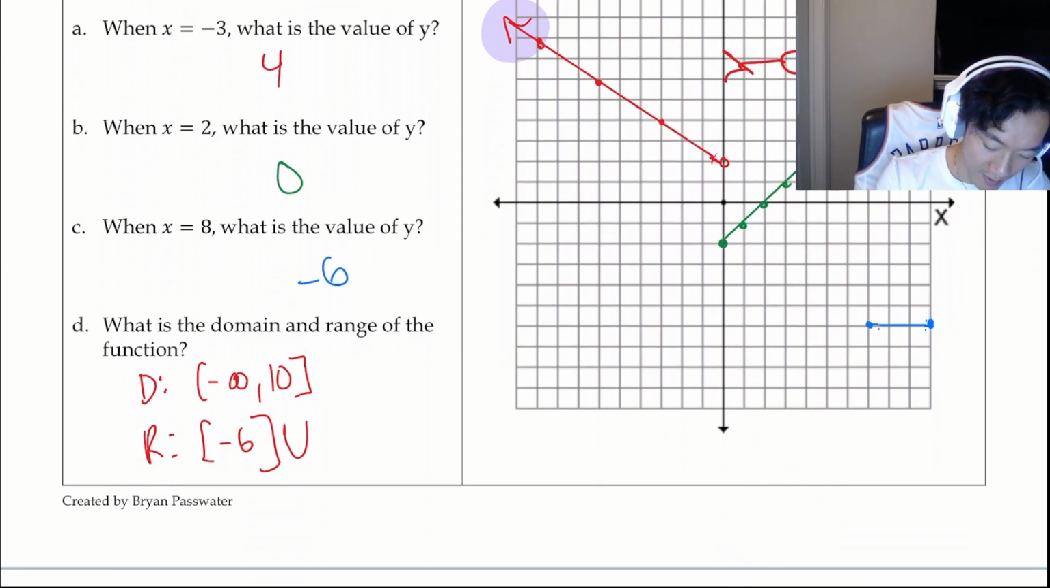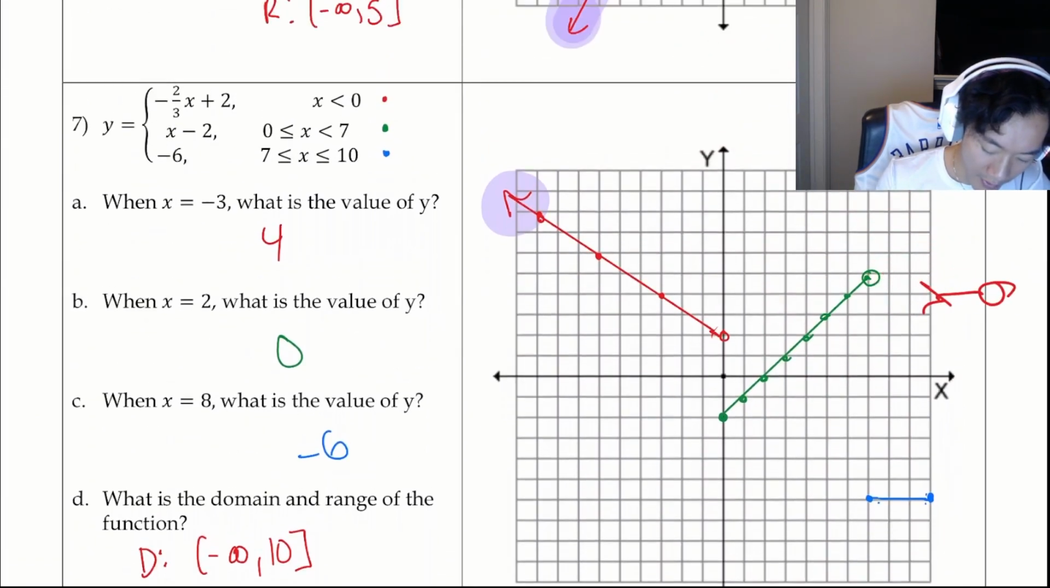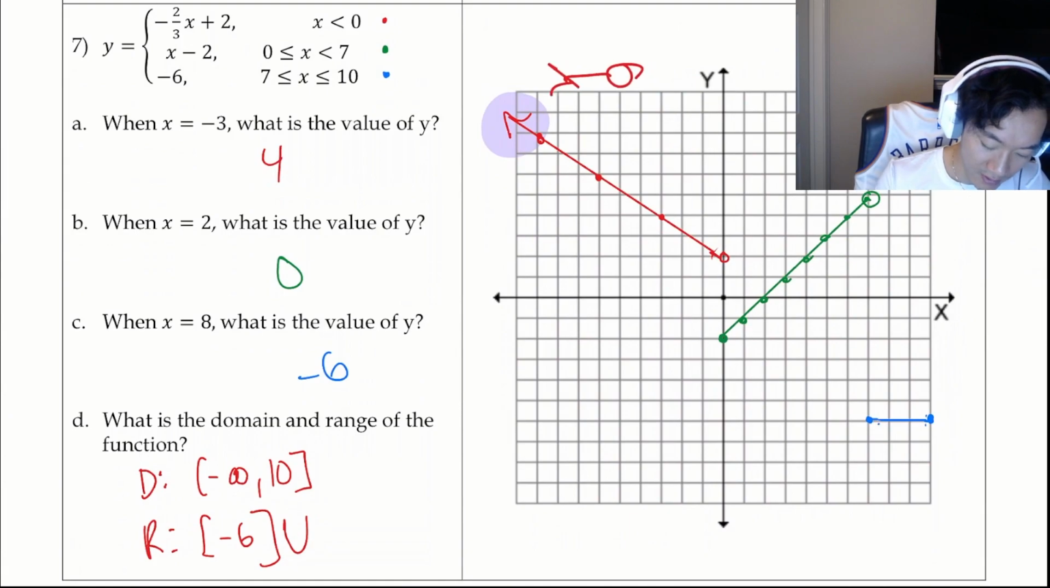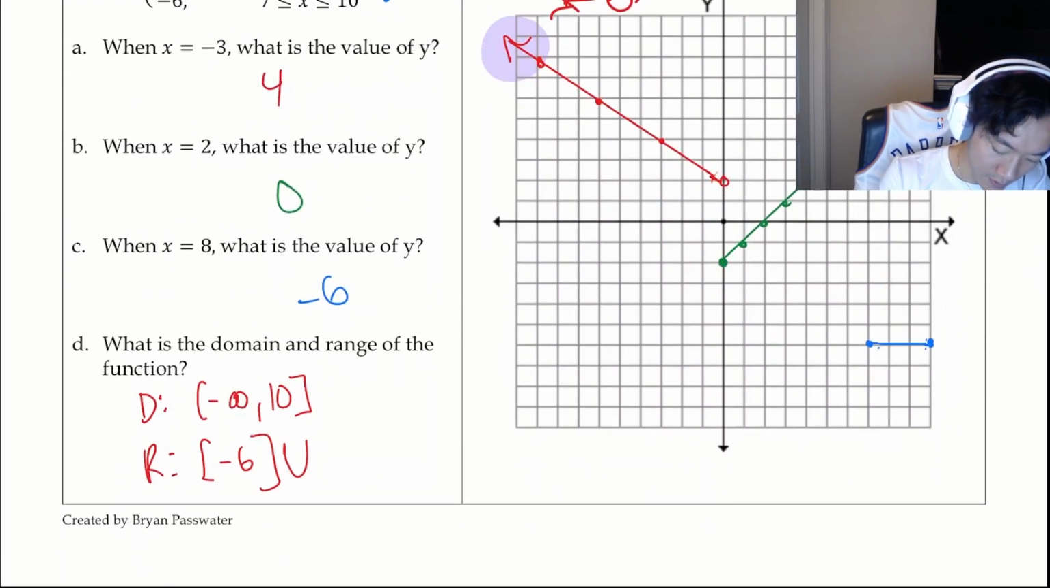So I'll say starting from the bottom of the green portion, which is at -2, I could go all the way up to infinity forever. It still goes up forever. So I'll say -2, close bracket, all the way to infinity.